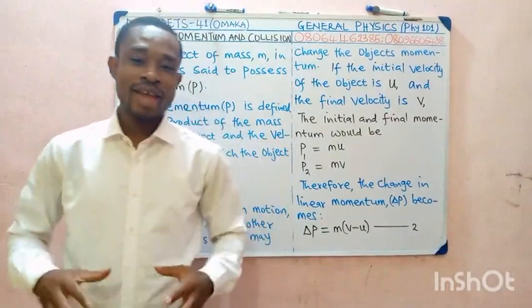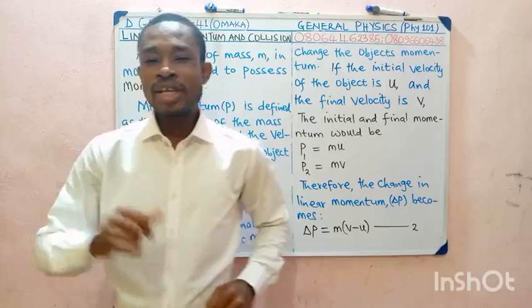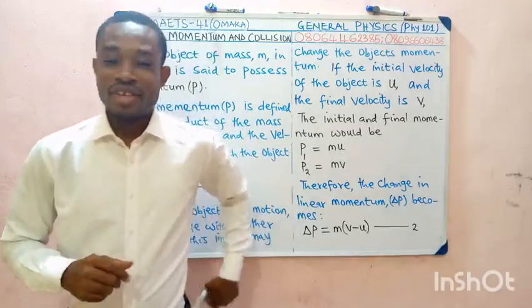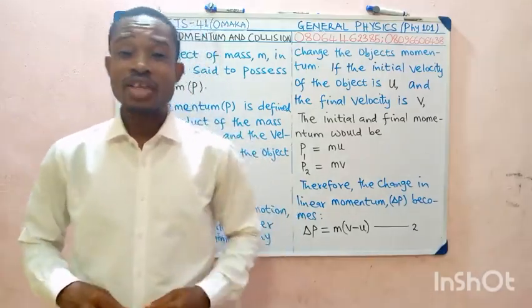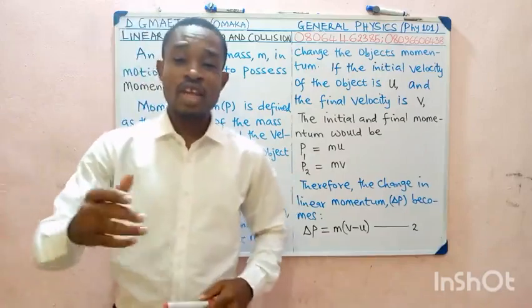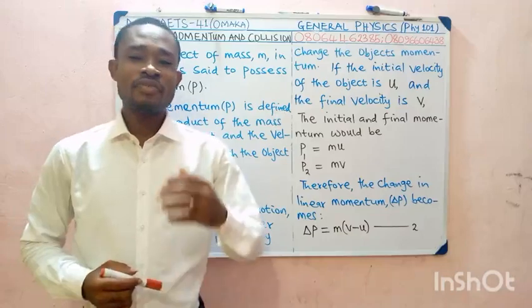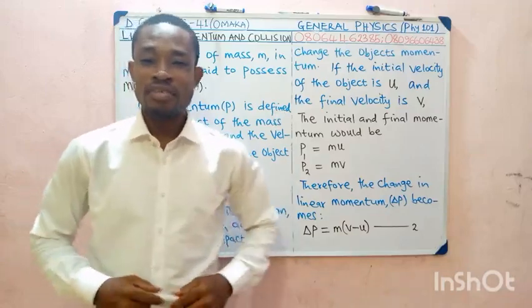Linear momentum and collision. When a body is in motion, the body has mass and it's moving with, say, velocity. One can define the momentum of that body.